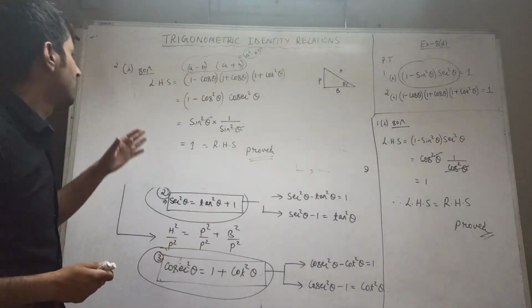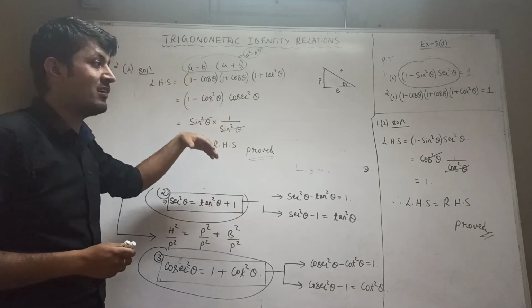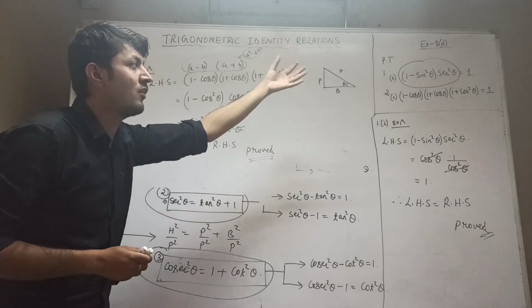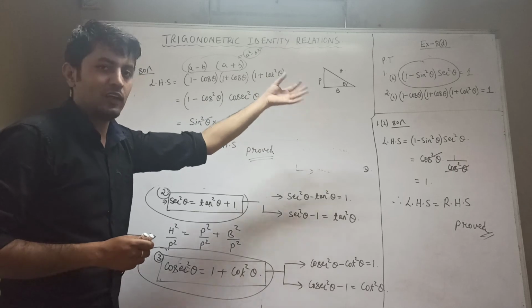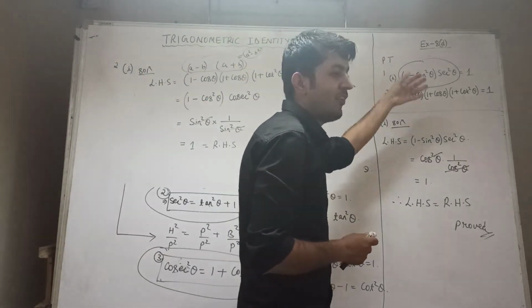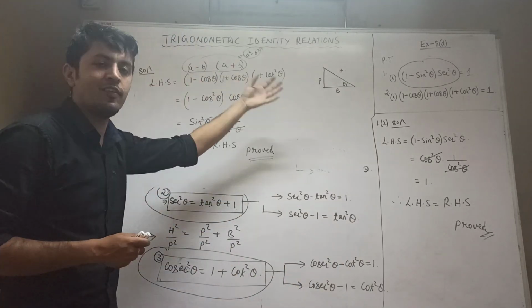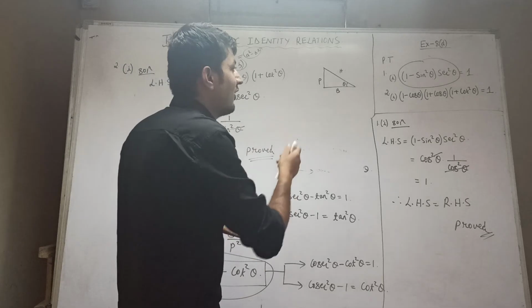So the best thing you can do is just remember the first 3 identity relations and try to use them in solving the problem. Keep on practicing again and again. Then only you can solve. Don't just try to memorize it and go. You keep on practicing, okay?